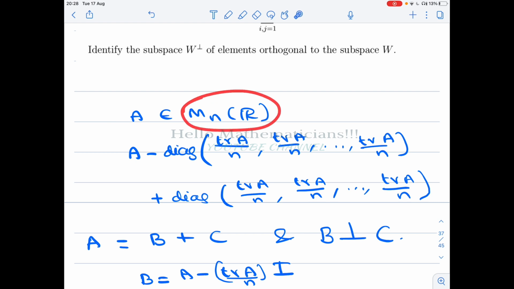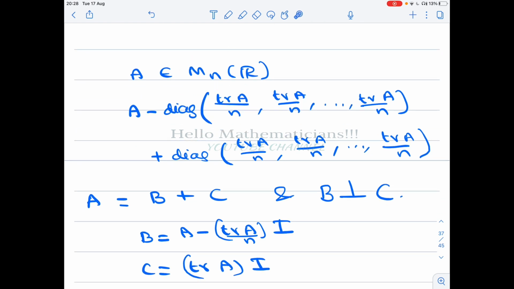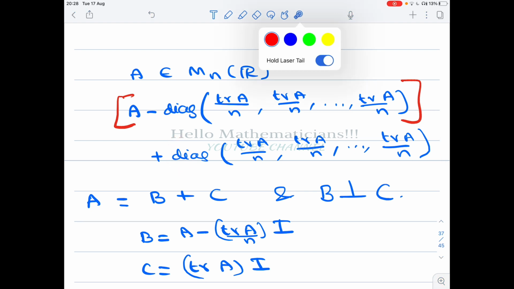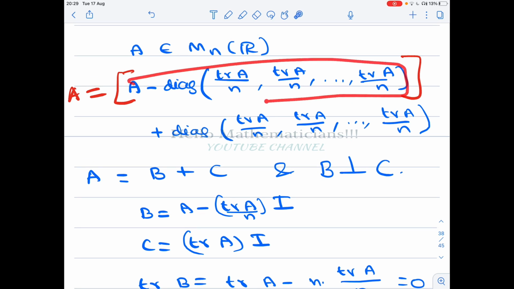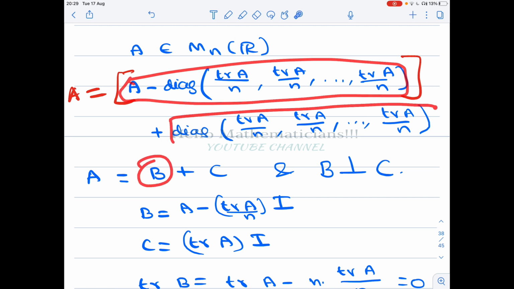So you take an n by n matrix A. This matrix A can be written as A minus the diagonal matrix with entries trace of A by n, trace of A by n, trace of A by n. So I subtract a scalar matrix whose diagonal entries are trace A by n, and I add back that diagonal matrix. Therefore A can be written as this matrix, this is one matrix, this is another matrix. This matrix I take to be B, this matrix I take to be C.